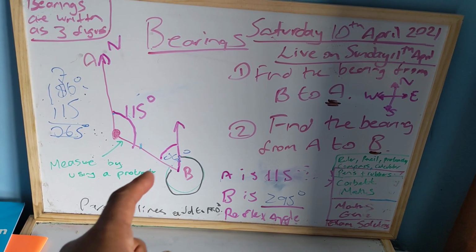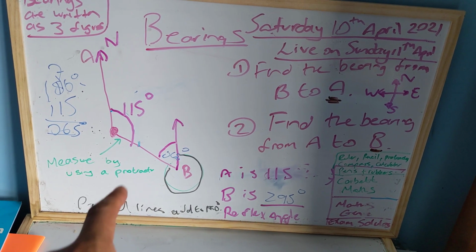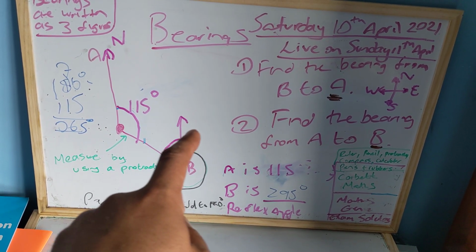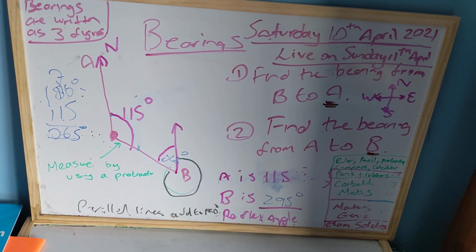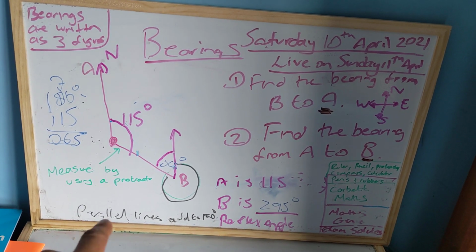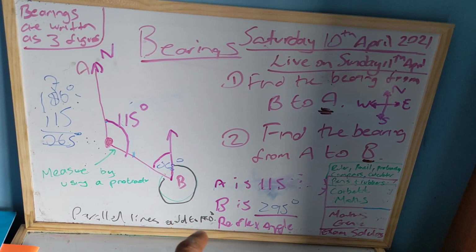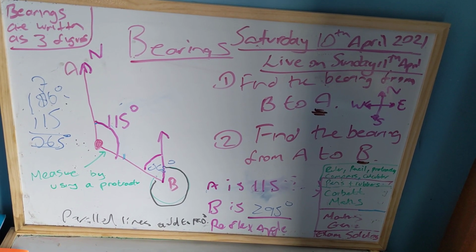That therefore means that B is going to be 360 take away 65, because angles around a point add up to 360. So the angle for B is equal to 295 degrees. I've put here that parallel lines add up to 180, and B is a reflex angle and A is an obtuse angle.